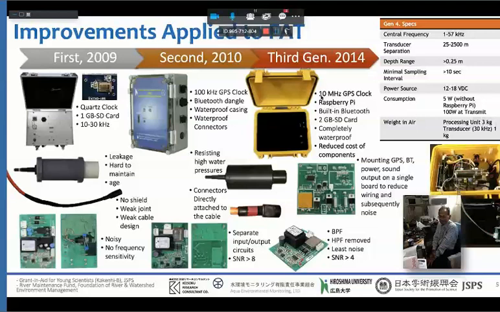But I would stress that none of these improvements could be done without the work of Professor Goda, or Goda Sensei as we call him, Noriaki Goda at Hiroshima University.